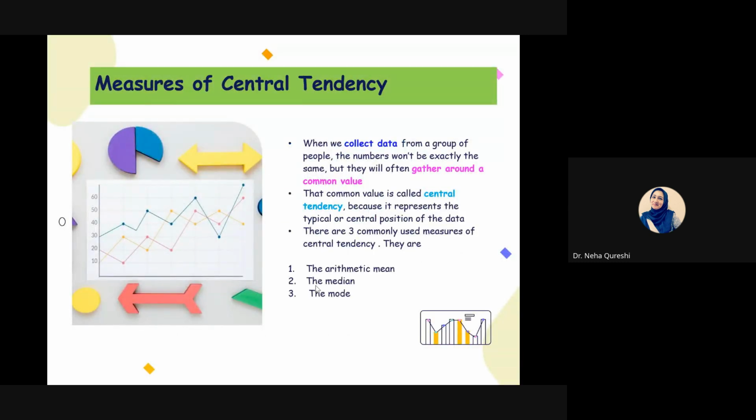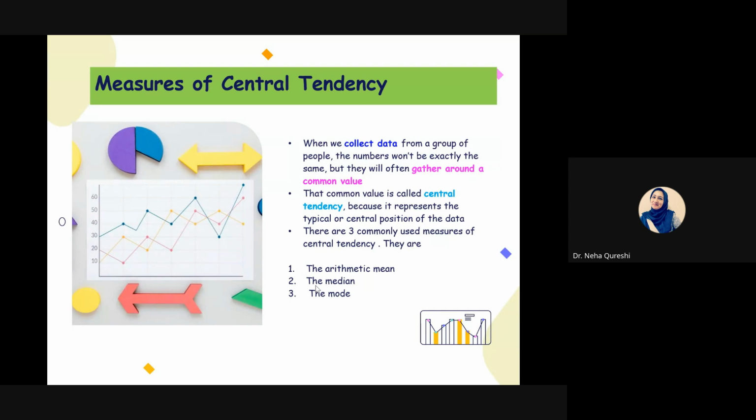So when we collect data from a group of people, say that is your sample, the numbers won't be exactly the same, but they will often gather around a common value. So when you plot a particular data that you have obtained, you will see that there is some aggregation in the data. Around a common value, other observations will also stick. That common value is your central tendency. Now, depending upon the data, whether it follows a normal distribution or it does not, if it follows a normal distribution, then the central value will be your mean. And if it does not follow a normal distribution, then we can say it is median and mode.